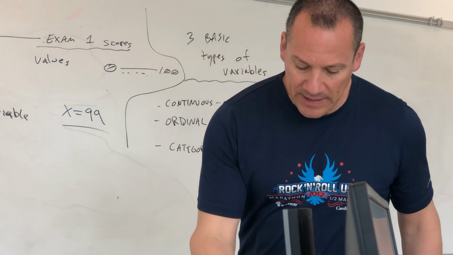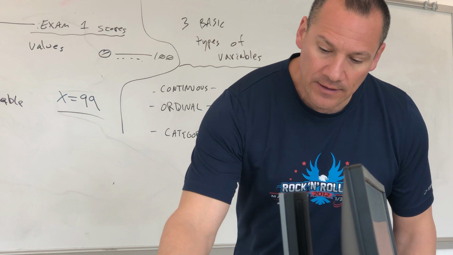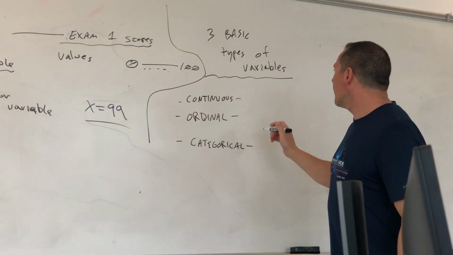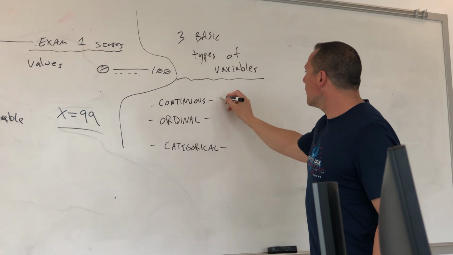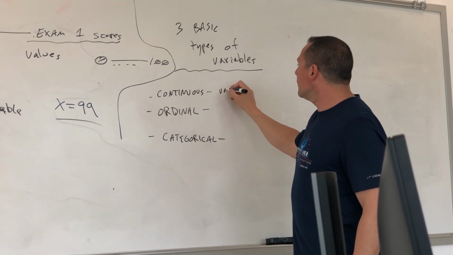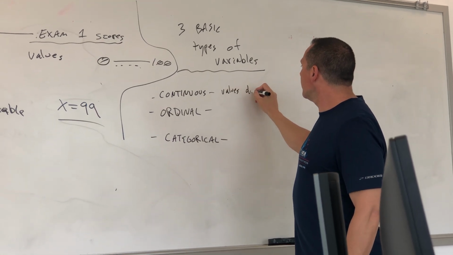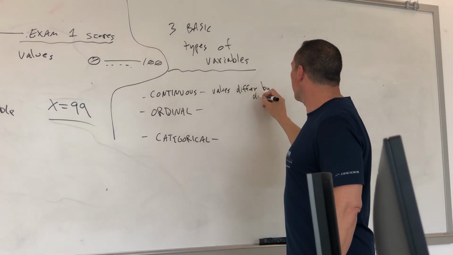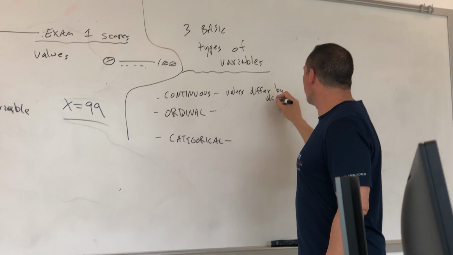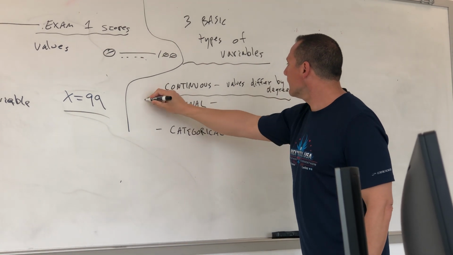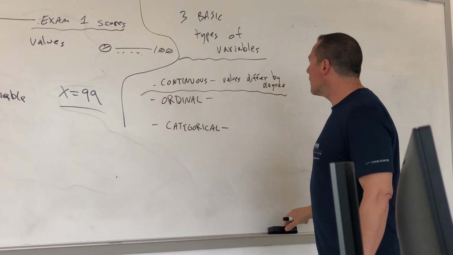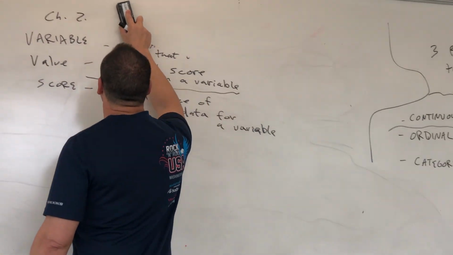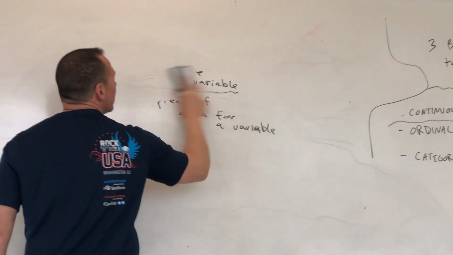So these are three basic kinds of variables. A continuous variable is one where the values differ by degree. As an example of these, I'm going to talk about academic success.